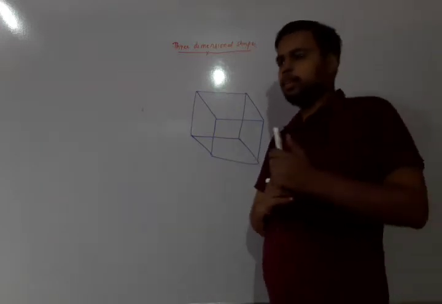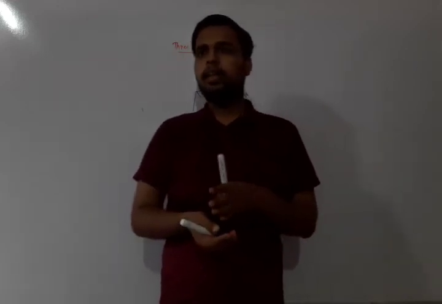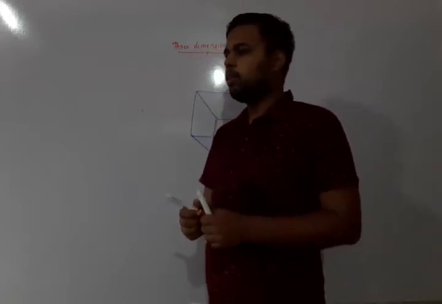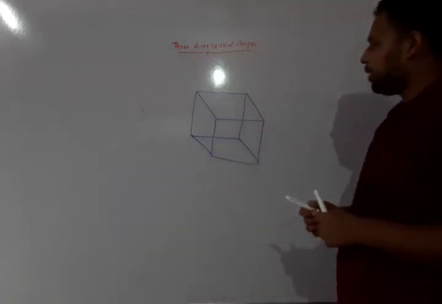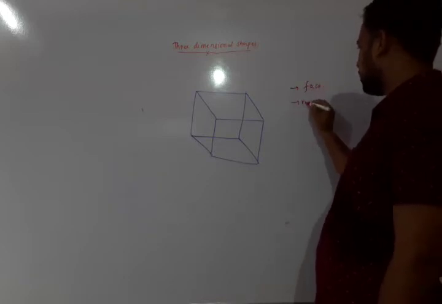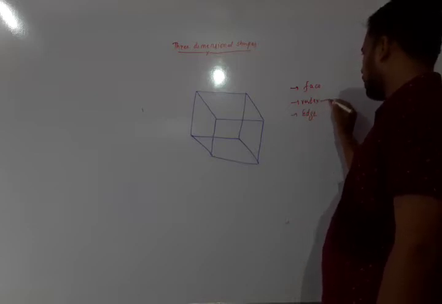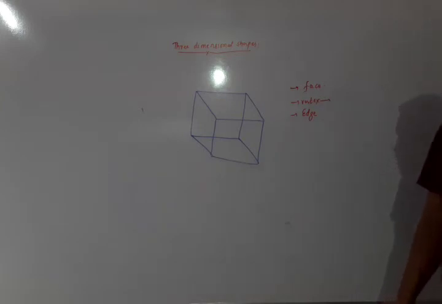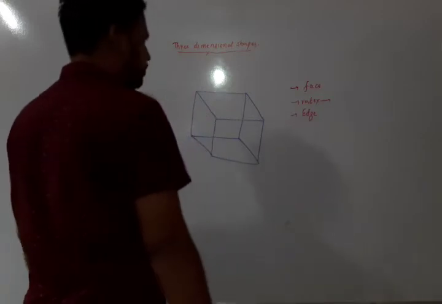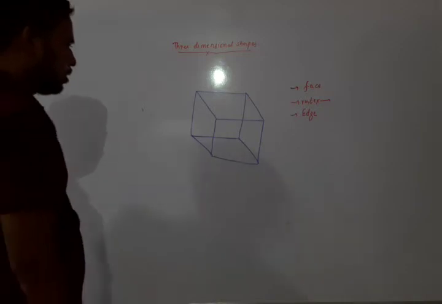Just like in a 2D figure, what do we have? Vertices and arms. Yes or no? Vertices. Now here in a 3D figure we will have faces, vertices and edges. In a 2D figure, when two line segments join each other, then a vertex forms. But here, how will vertex and edge be formed? I will tell. Face.